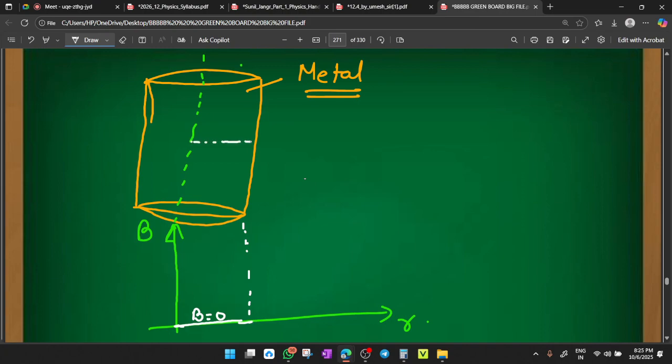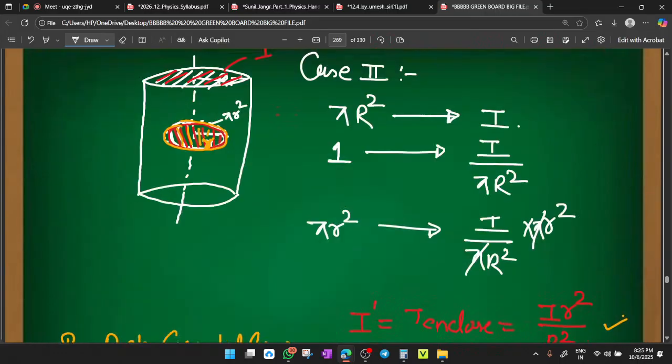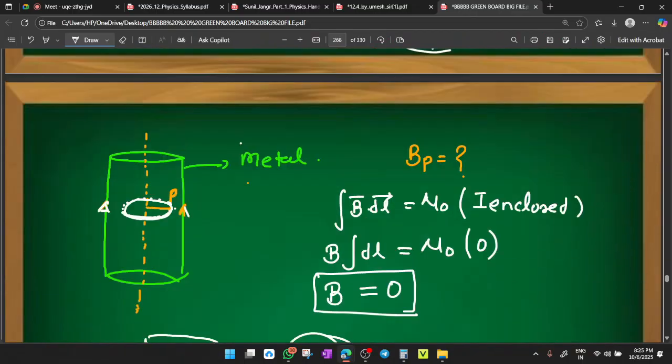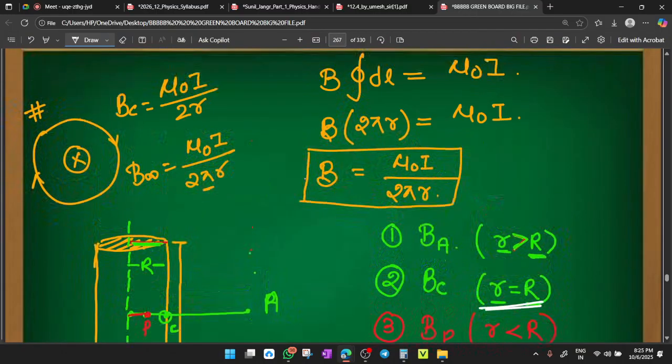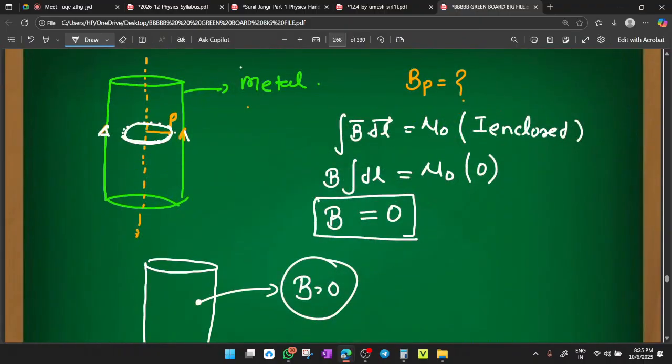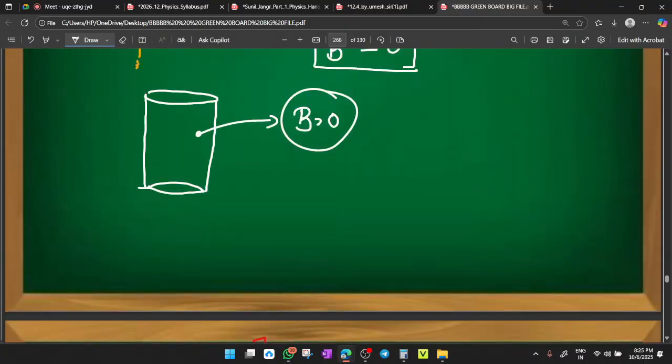But when you touch the boundary, your small r becomes capital R. Suddenly your magnetic field rises to the maximum value. This is B at R. We have already developed this one. See here, this is B at R. Second case, case number two. B at R.